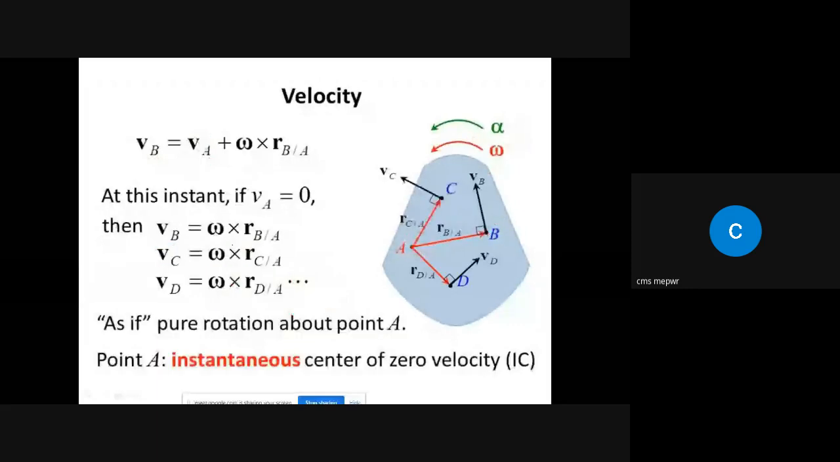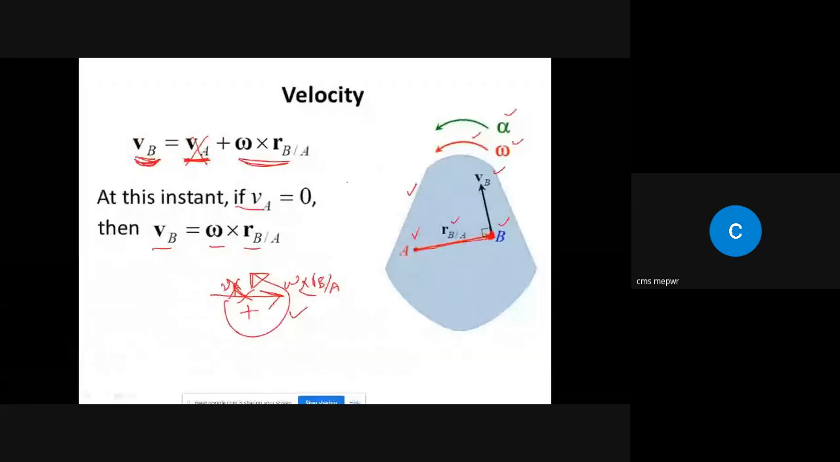So if we have only rotation, what we will get? The linear velocity of point B, definitely it can be given as the angular velocity and its cross product with the position vector, right? And the position vector, since the fixed point is A and we want to find out the velocity of point B, it will be the cross product of omega with the position vector from B to A, that is RB by A.